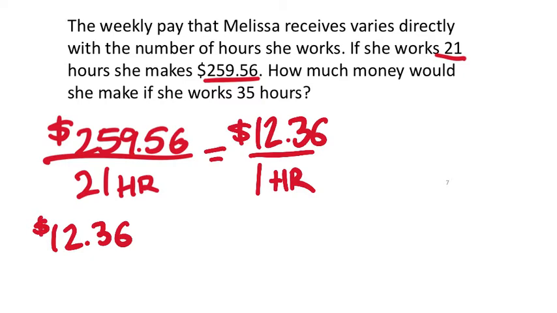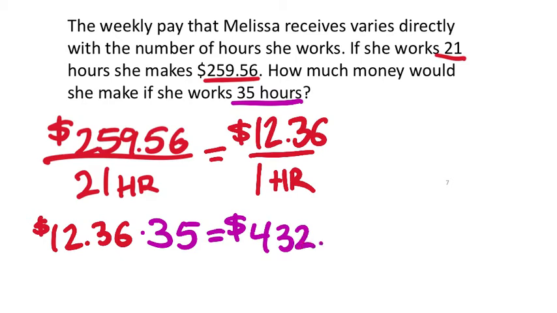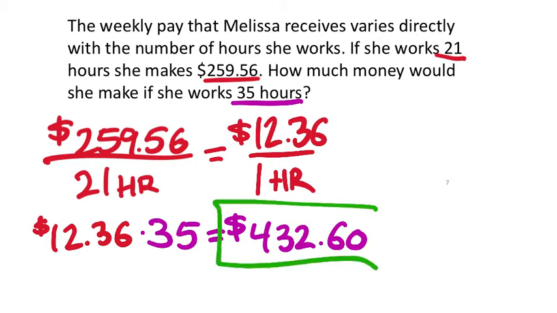So now we're going to take that $12.36 per hour, and you could use dimensional analysis on this one, not that I think anyone would, and just multiply it. It's for 35 hours, so just multiply it by 35 hours. So let's go back to the calculator, multiply by 35, enter. She would make $432.60. Okay? So that should be our answer right there.